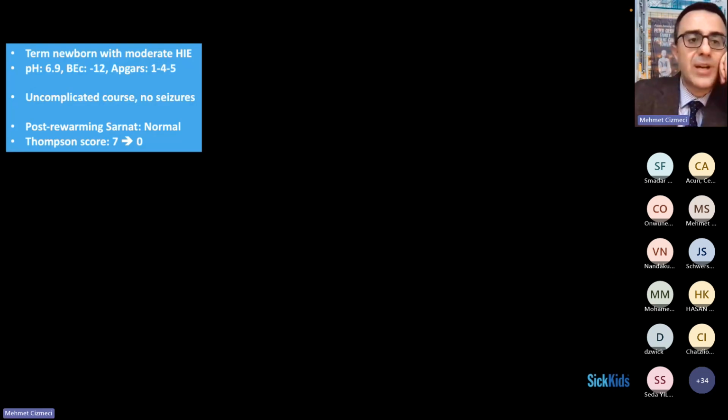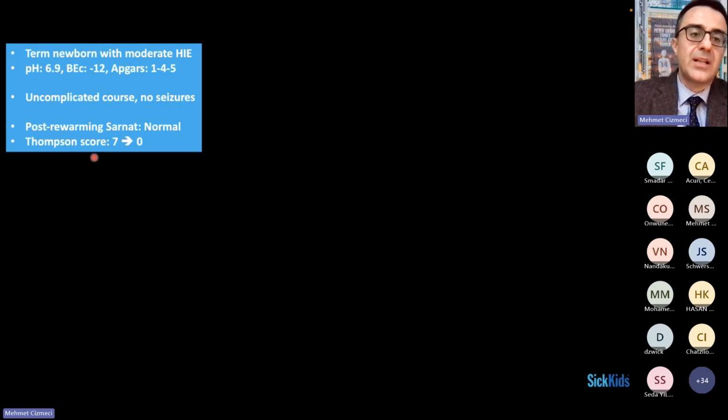So here I'm going to give you an example of a term infant who presented with a moderate encephalopathy. And as you can see here, the baby was presenting with metabolic acidosis. The Apgar scores were low, 1, 4, and 5 at 1, 5, and 10 minutes. The baby had an uncomplicated course and had no seizures in the NICU period. And in the post-rewarming phase, the Sarnat normalized. So initially it was moderate. And as you may remember from the first slide, normalization in the post-rewarming phase is one of the important favorable clinical factors that we consider.